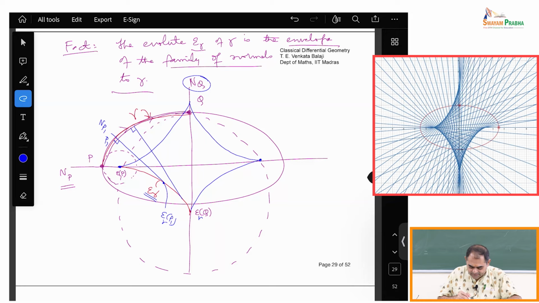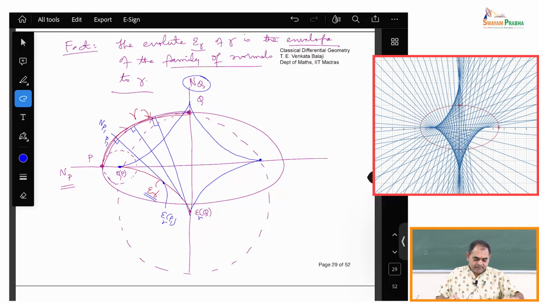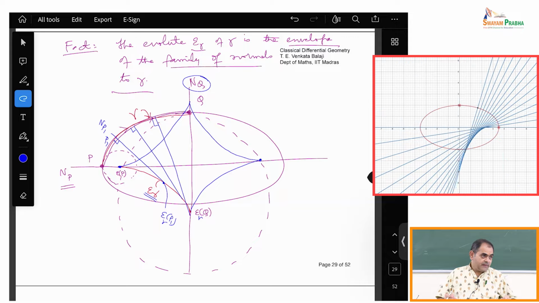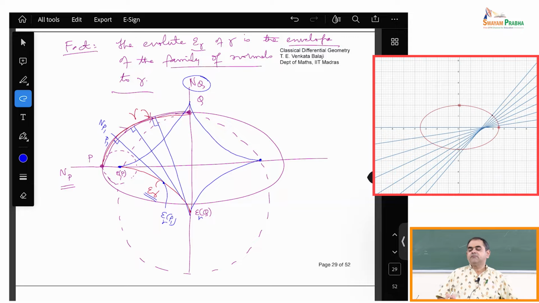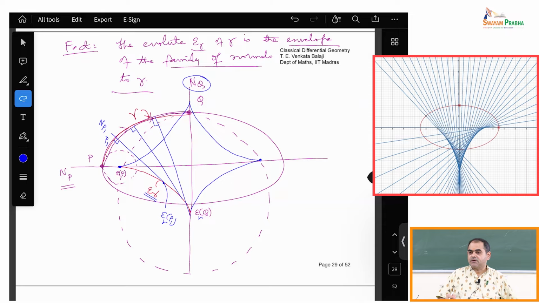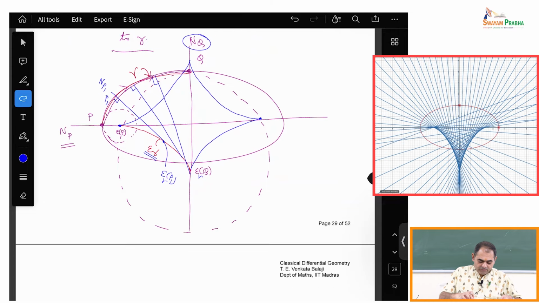So if you look at this picture, it is more or less clear that the evolute is the envelope of the family of normals, okay. But this has to be verified analytically, and for that, what you have to do is essentially use the Frenet-Serret relations. So we can do that.